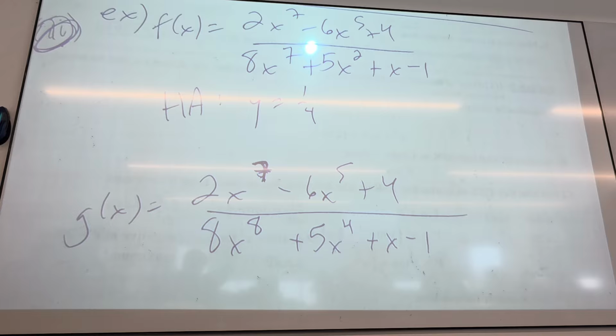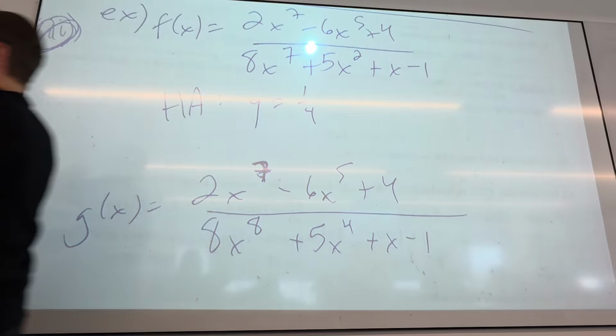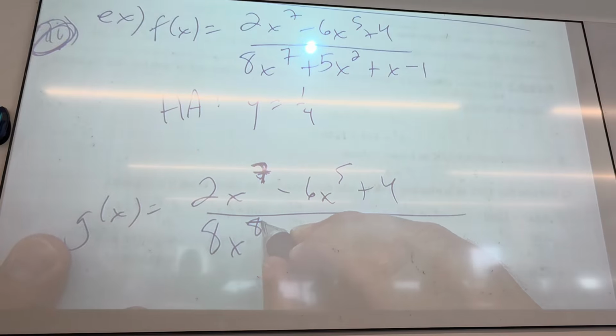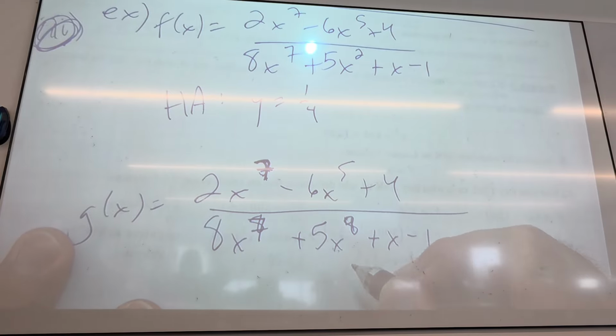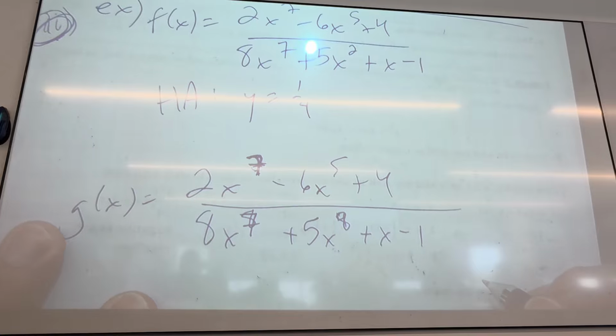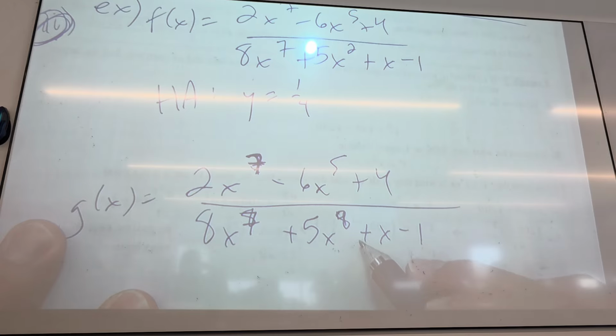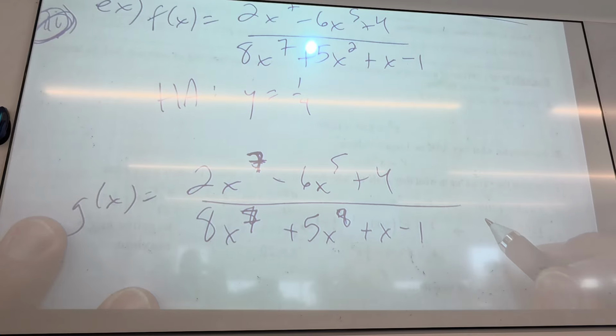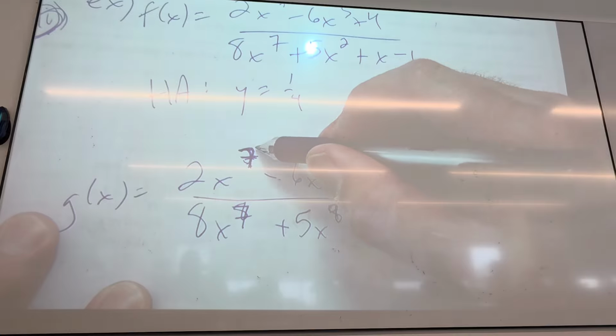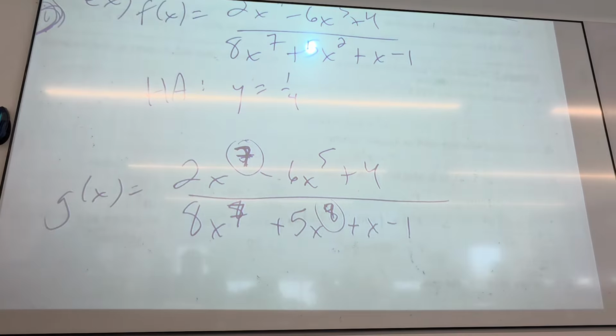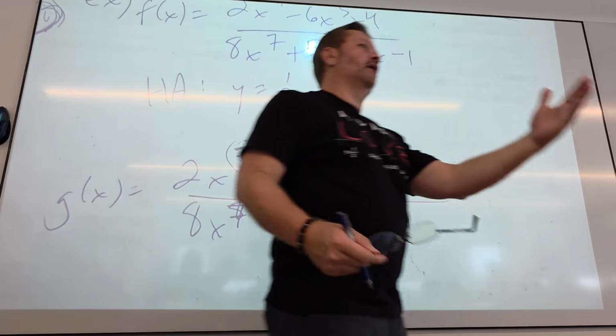If the top is the same, and then the 4 was an 8 instead, on the bottom, the 7th power on top and an 8th power on the bottom, like that? Right now, the top is 7th degree, the bottom is 8th degree, so the horizontal asymptote would be 0, because the bottom degree is higher.